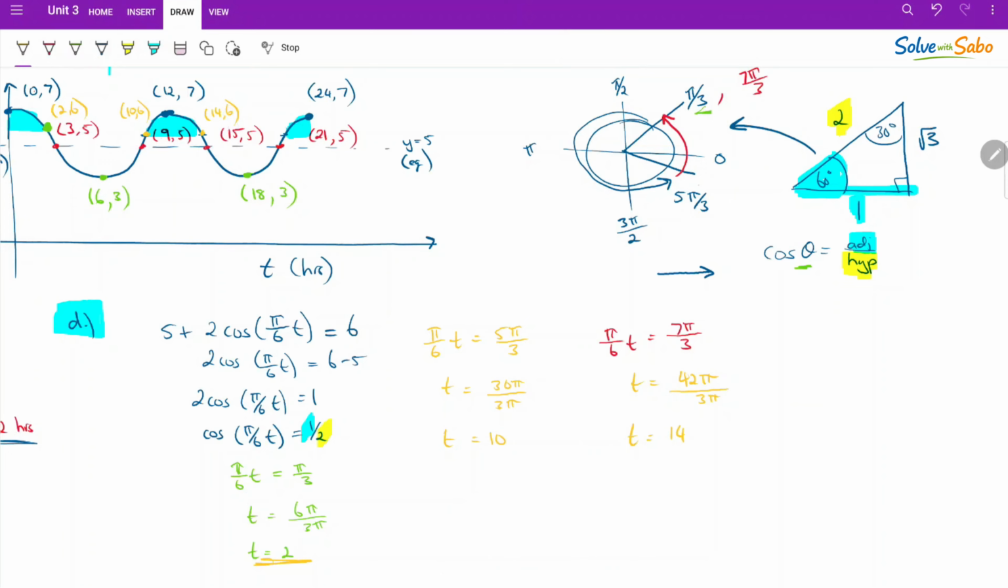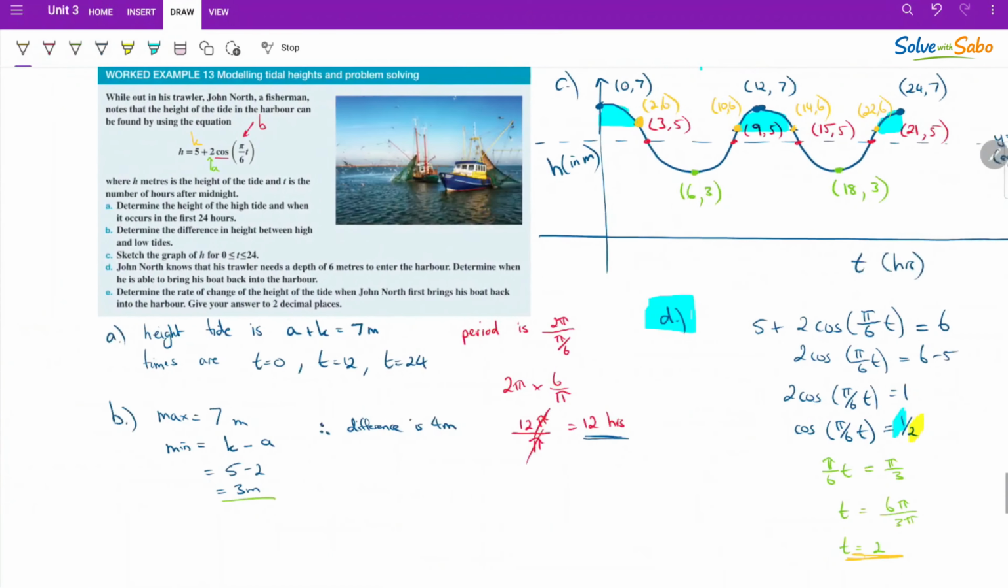What we're starting to see is the gap from somewhere like this to somewhere like this, because the wave is a wave, it's a pattern, right? That gap to that gap is an 8-hour gap, which means from 14 up to here is also an 8-hour gap. So we're going to be at 22 and 6, and we've got the only other point. So let's now have a final look at what D was asking us.